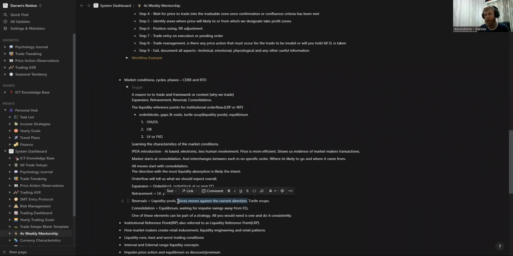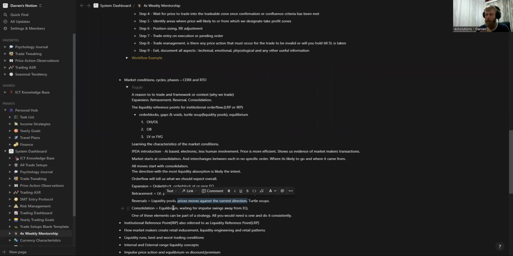It's basically just referencing what I said anyway, what these would effectively mean. Consolidation, equilibrium. Equilibrium is the 50% of an entire range. It's the halfway point, basically. And we are waiting for impulsive moves away from equilibrium to tell us that that's an expansion.